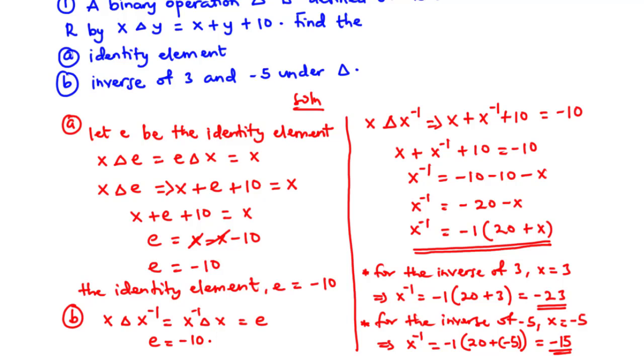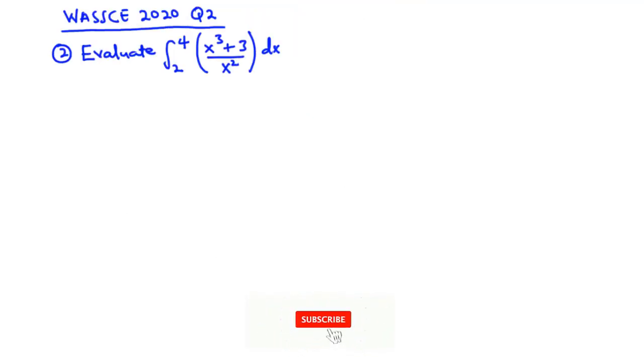Let's move on to the second question. For the second question, we are going to evaluate the integral of x cubed plus 3 over x squared dx from 2 to 4. So let's solve this question together. Let's rewrite the question.